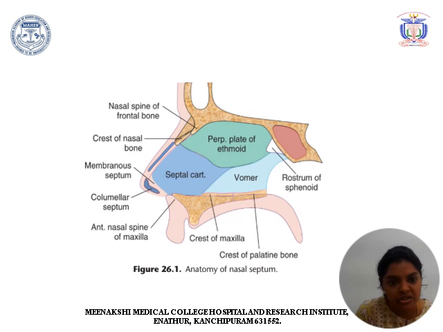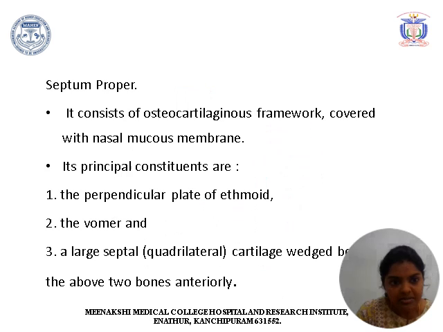So you can see in the picture there's a columellar septum and a membranous septum, which is pink in color, where there is no bony or cartilaginous part, and it is only a double layered skin, and the remaining part is called as septum proper. So this septum proper is formed by osteocartilaginous framework, that is both bone as well as cartilage. It is covered with nasal mucosal membrane on both the sides.